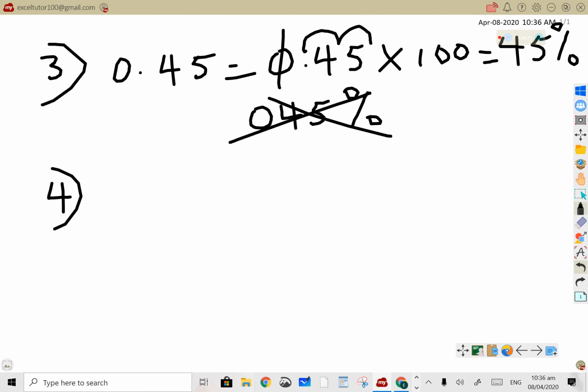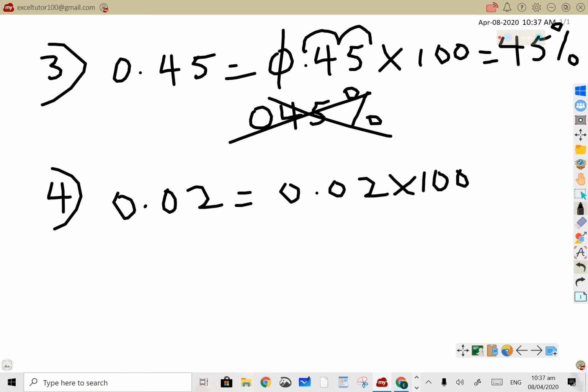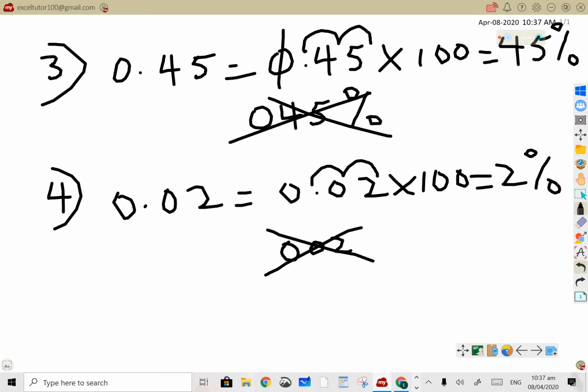Our fourth example, we have 0.02, and again 0.02 multiplied by 100. And if we move the point 2 spaces, our answer will simply be 2%. Again, it will not be 0.02. Okay, that will be wrong. The two zeros have no value, because we had moved the point, making this a whole number.